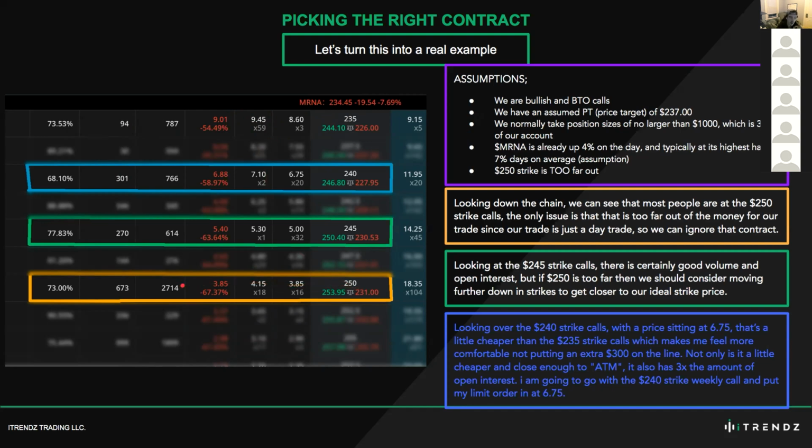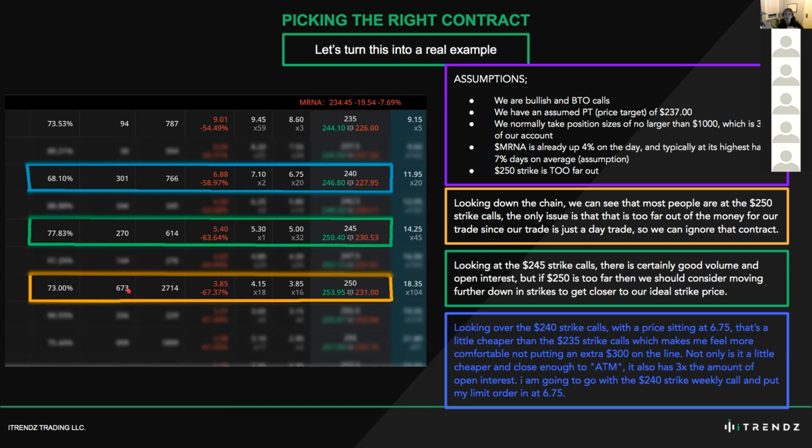250, even though it looks the best with all this open interest and volume here, that's just too far out of the money for what we're looking at the stock to move on the day, right? Because we're day trading. This is too much. It's not going to go to 250. That's a big, big move. So that's too far out.